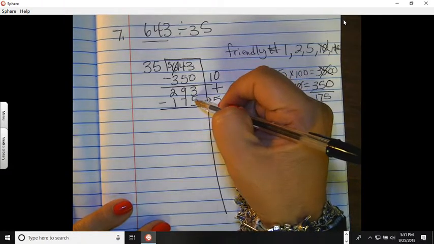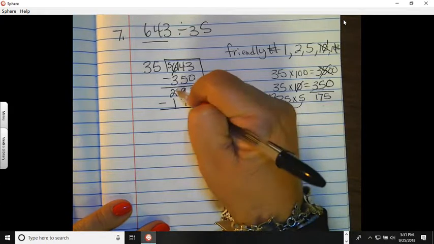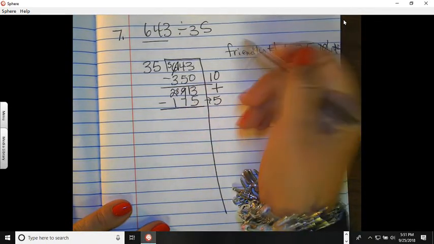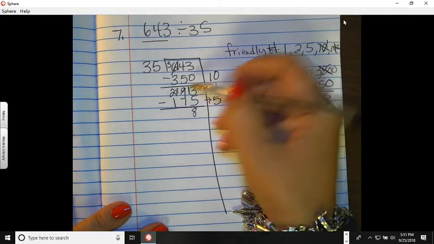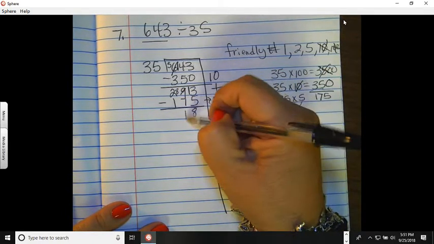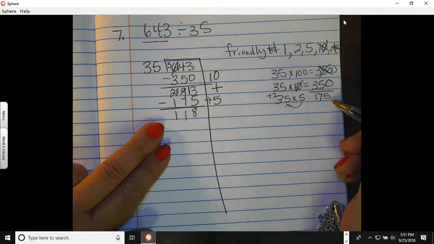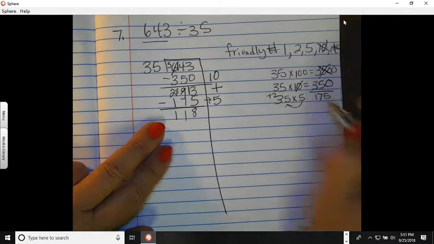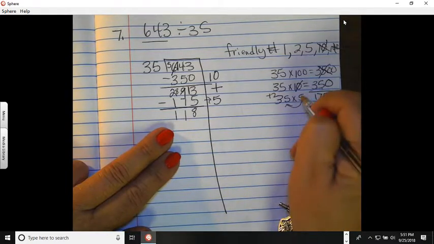So I cannot take 5 from 3, so I need to regroup. This becomes the 8. That becomes a 13. 13 minus 5 is 8. 8 minus 7 is 1. 2 minus 1 is 1. Can I keep going? No, I'm done because 175 is greater than 118. So I'm done with my 5s.